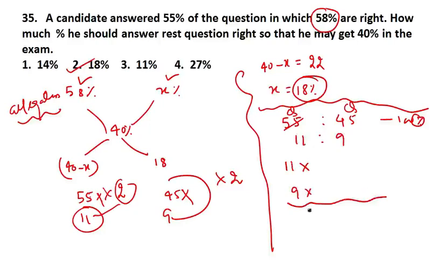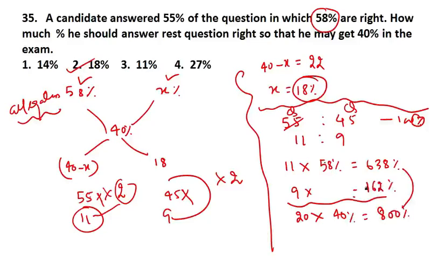Total is how much? Total is 20. So in 11 questions, if we get 58% right, it means he got 638% already right. And total it is given 20. He needs 40%, so how much is it going to be? It's going to be 800%. So if you subtract, you get 162%. Now this 162 on what? On 9. 162 on 9 means how much? It's going to be again 18. So here your answer will be 18%.